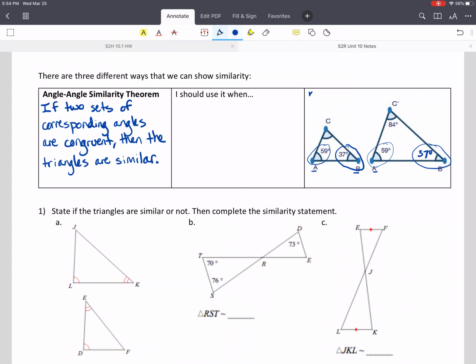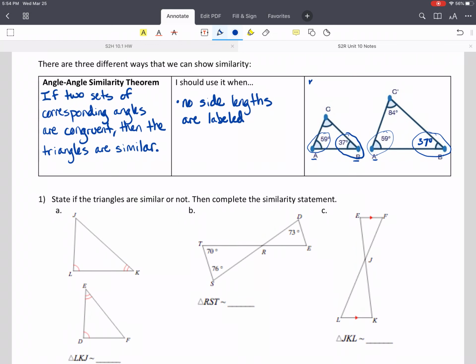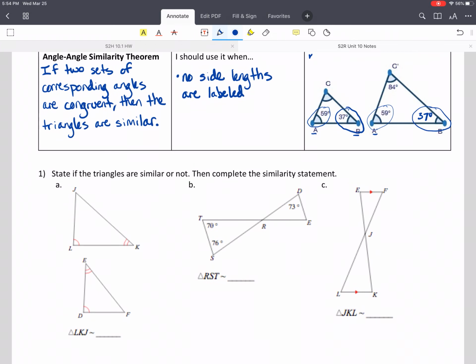I think sometimes the hardest part of math is not necessarily the steps, but knowing when to do each step. So I put in this part, I should use it when. Here's what I think you should use angle-angle when: no side lengths are labeled. So if you have no labeled side lengths, that's a big hint that you should probably be looking for angle-angle similarity. So let's take a look. We just have to state if they're similar or not, and we're going to complete the similarity statement. So that's where we say which angles go with which.